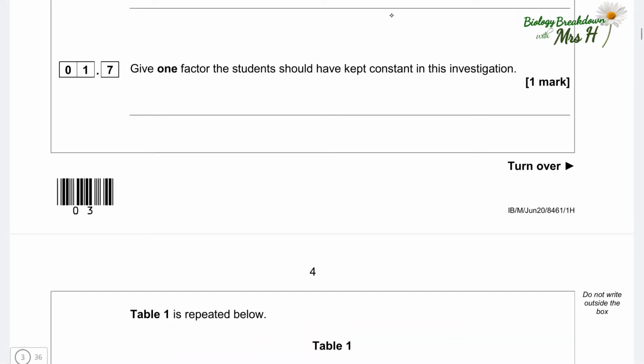Give one factor the students should have kept constant in this investigation. Well, we know we're changing the temperature. One to keep constant would be light intensity.